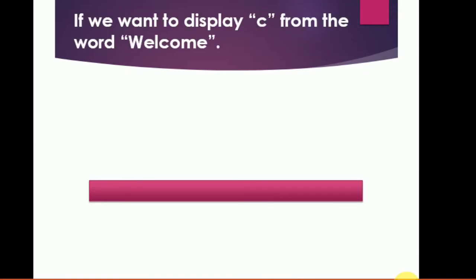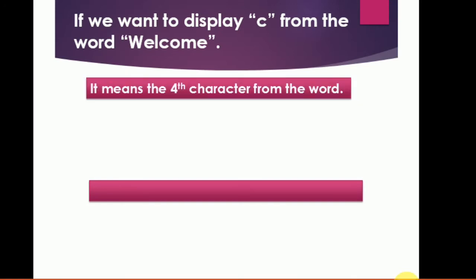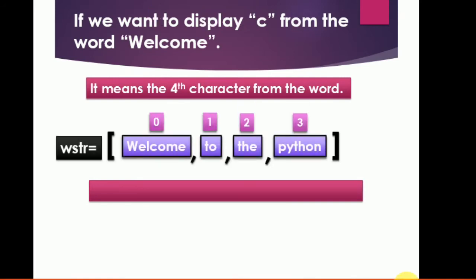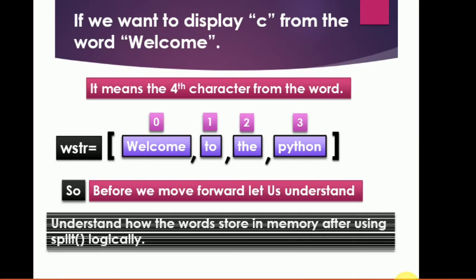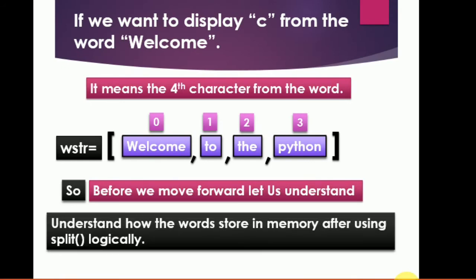Now if you want to display C from the word welcome, welcome is at index value 0, and we have to display the character C. It means the fourth character from the word. If you go through WSTR, welcome is stored at 0, 1, 2, 3. So before we move forward, let us understand how the words are stored in memory after using split, logically, so it is going to be easy for us.